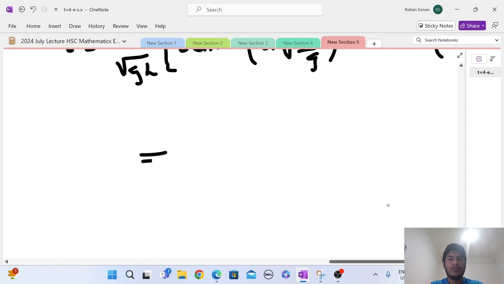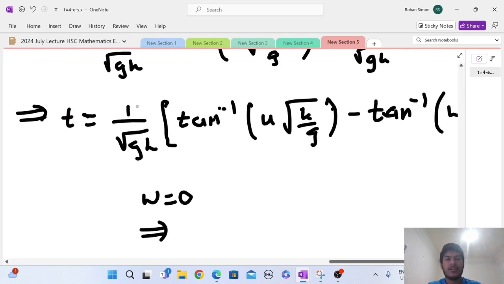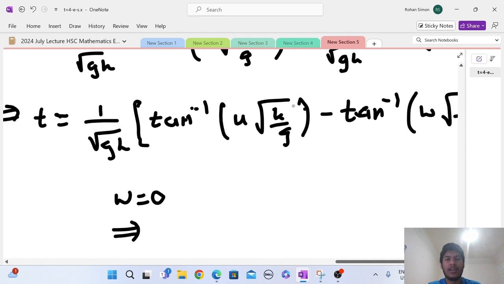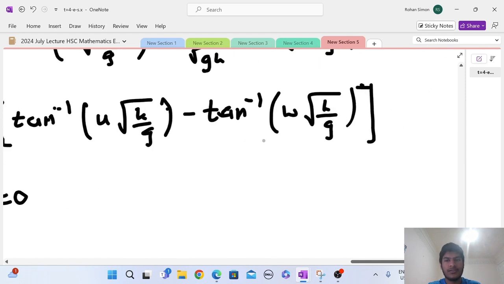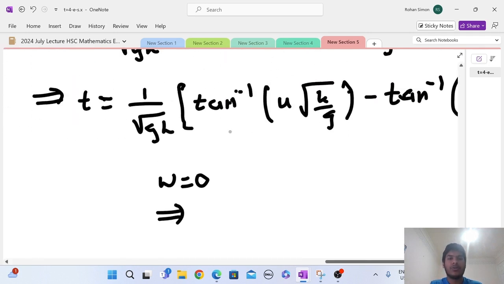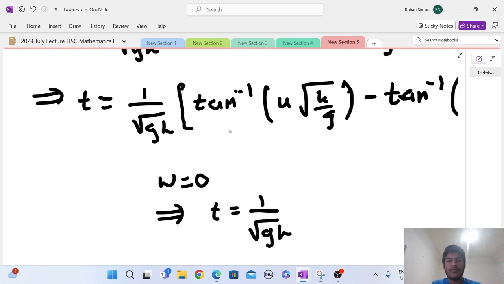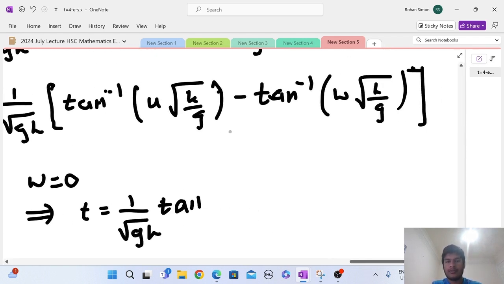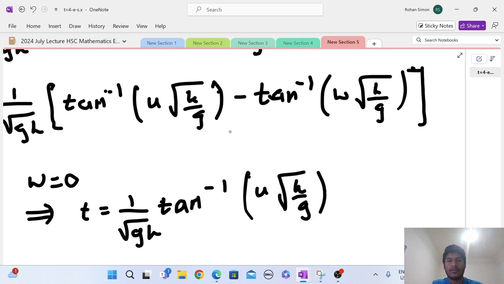So if W equals 0, our time expression becomes 1 on root gk, tan inverse u root kg, that's just a constant, remember, minus tan inverse of 0 times square root k on g. Now tan inverse of 0, that's 0, hence this term cancels out, and so we are left with t equals 1 on root kg, or root gk, tan inverse of u times root k over g, right?